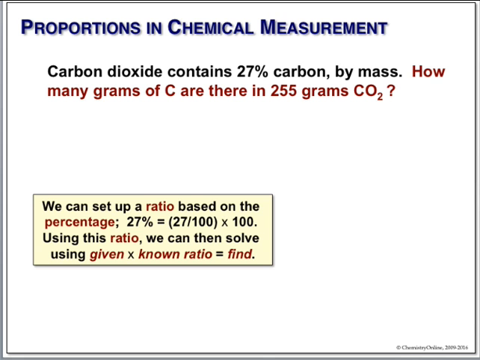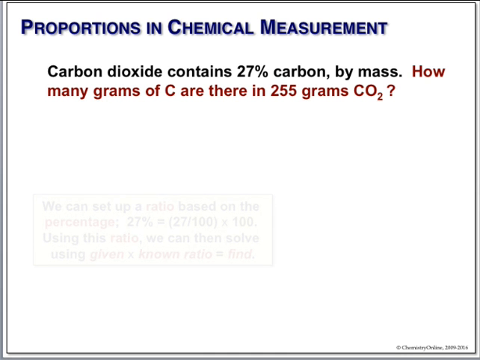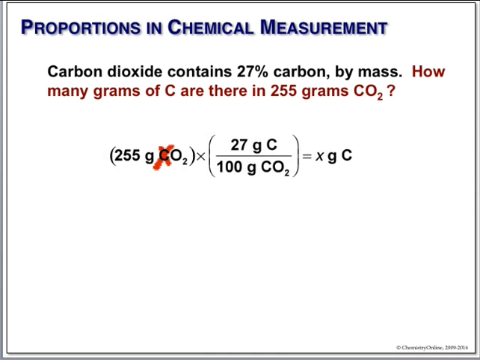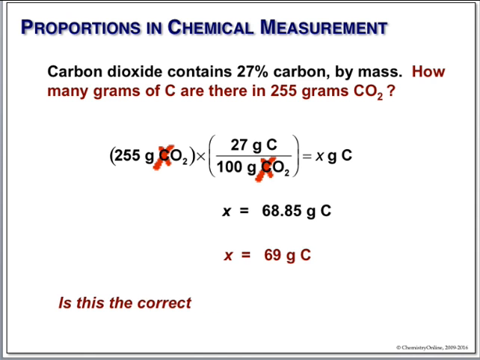We have a given of 255 grams. Here's our ratio. Our given, our ratio, grams of CO2 cancel. 255 times 27 divided by 100, 68.85, and let's round it to 69, two significant figures.